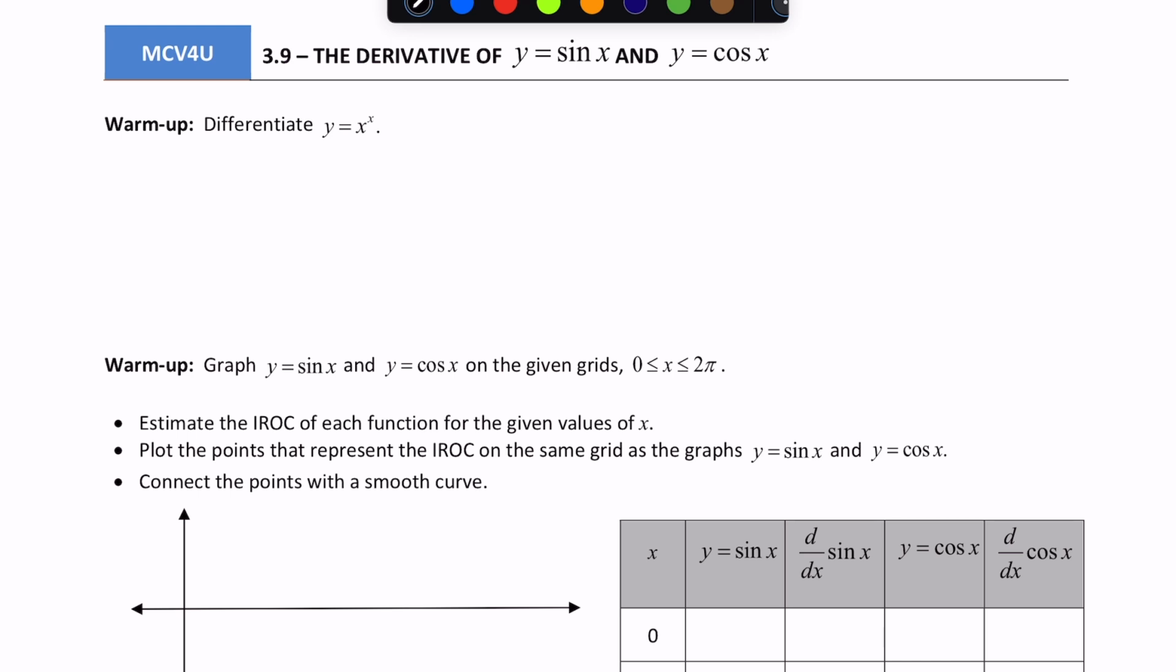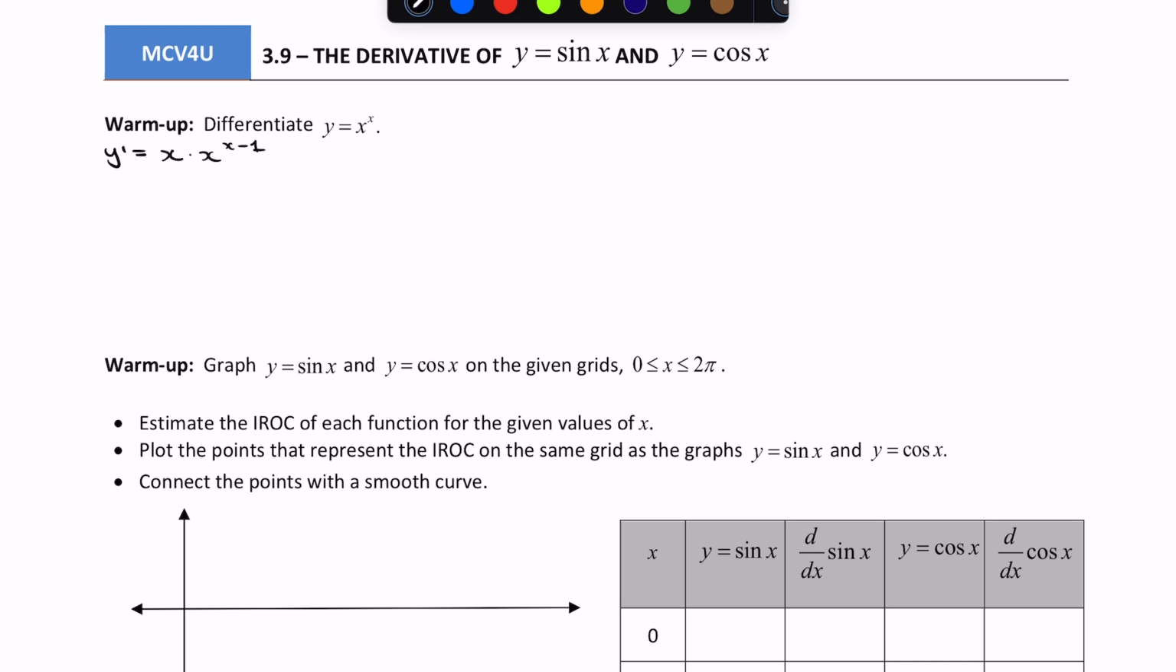Let's start off with the warm-up question. It says here to differentiate y is equal to x to the power of x. You may start and think about using the standard power rule to differentiate this. So you may think y prime is equal to, bring the x down, you have x times x to the power of n minus 1, so x times x to the power of x minus 1.